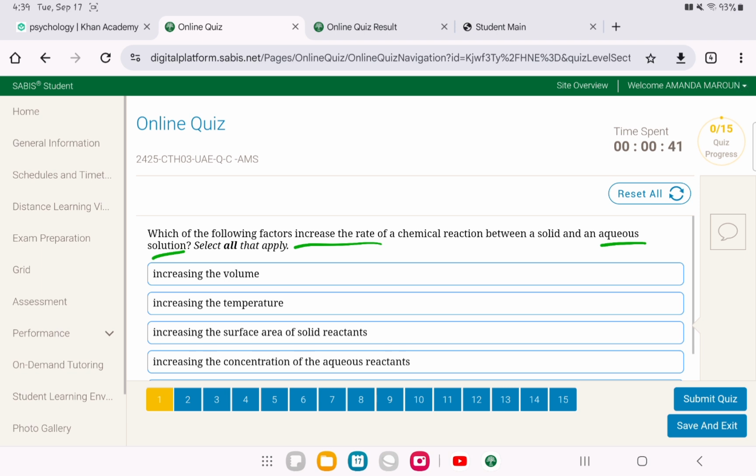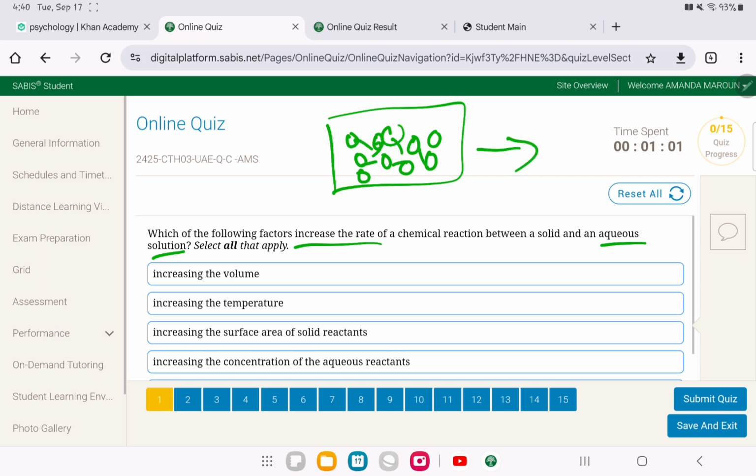Now, whenever you see increase the rate of a chemical reaction, you should know that the particles, when they are reacting, they need to have more collisions between them. So let's say we have over here the particles, okay? They need to have more constant and more efficient collisions between them so they can react.